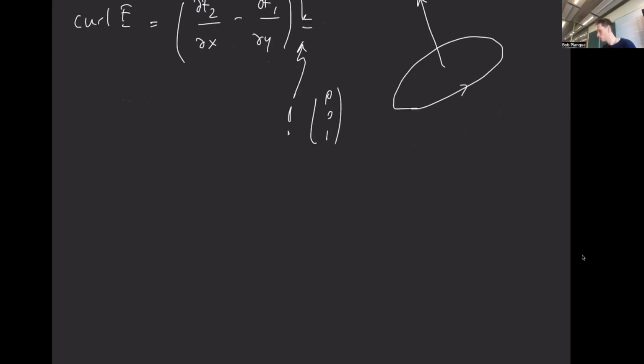Okay, so why do these things have anything to do with their names? Why the idea of divergence and why the idea of curl? Where do these names come from?